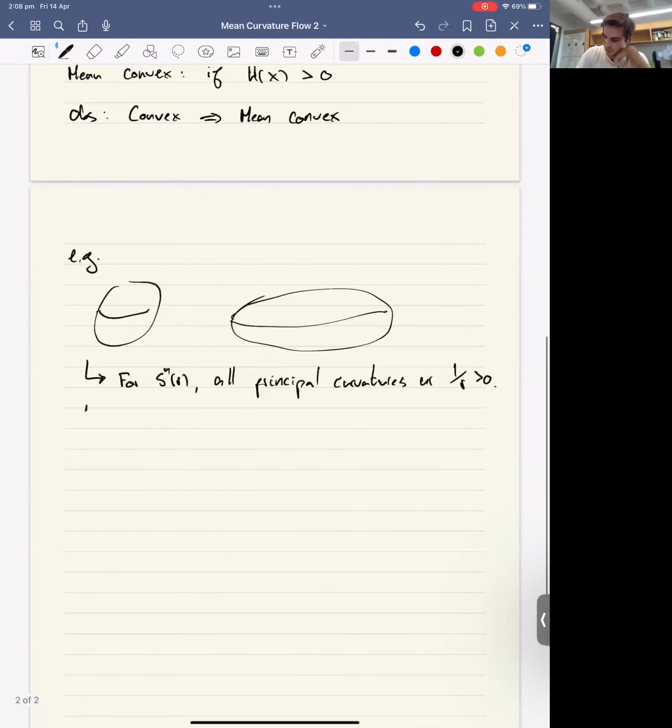My first task, though, that I have to focus on is to show convexity is preserved.